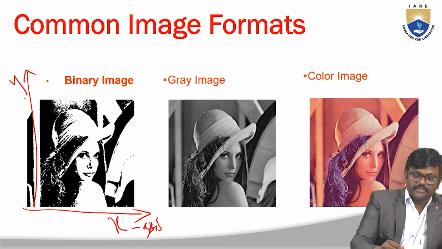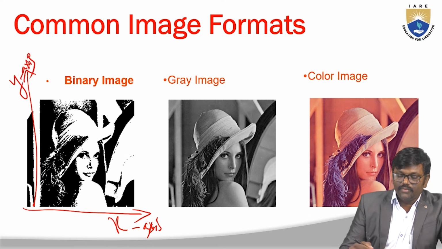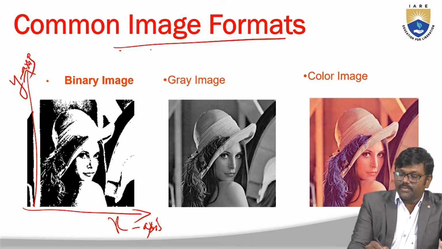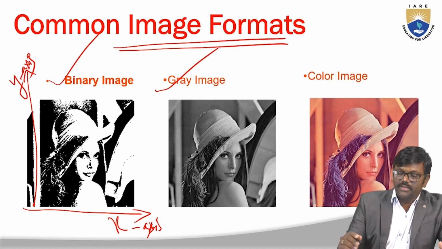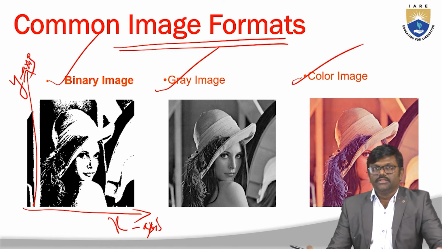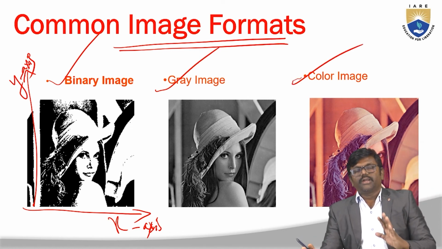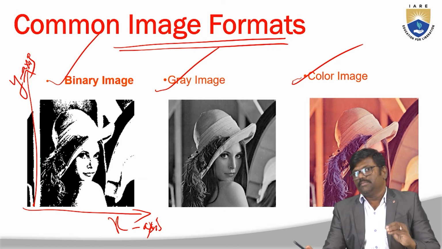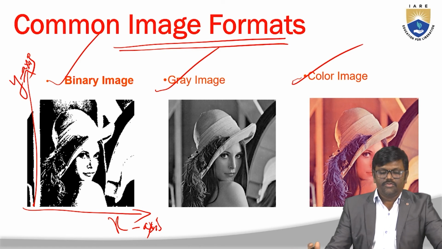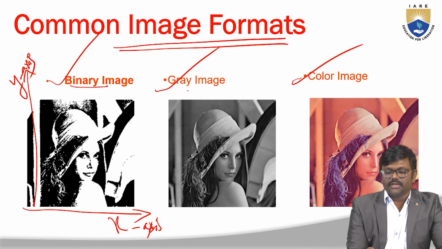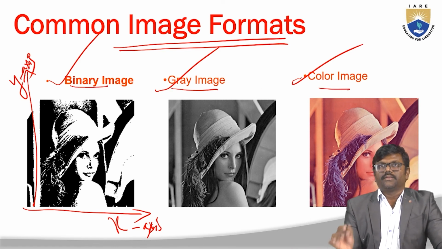This is the y-axis, okay? So, when we want to define this, one of the image processing formats is the binary image. Another one is the gray image. The next one is the color image. These are, broadly, the fundamentals of the images which are commonly used in terms of image formats for different applications. We may use binary image, gray image, and color image.